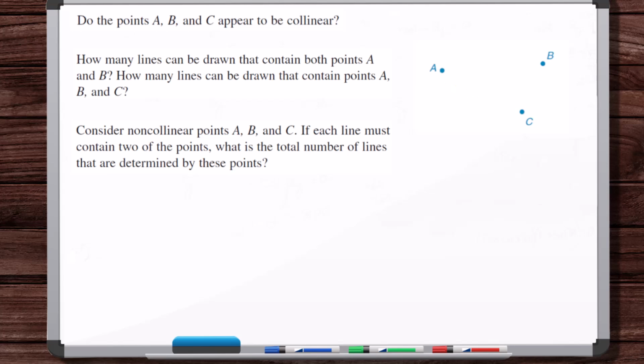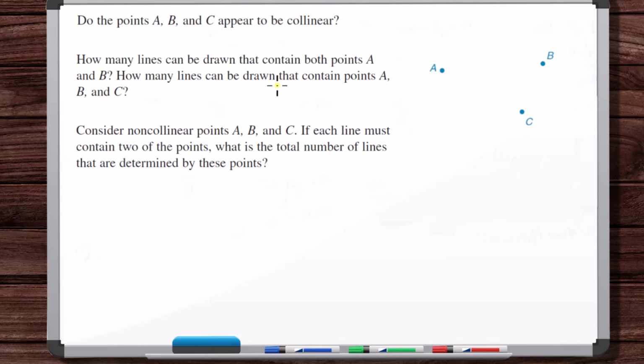No, they do not. Because we know that any two distinct points define a unique line. So if we start with A and C and we draw a line through A and C, okay, that is the only line that passes through both A and C. So if B was collinear with A and C, it would also lie on this line, and it clearly does not. Okay, how many lines can be drawn that contain both points A and B?